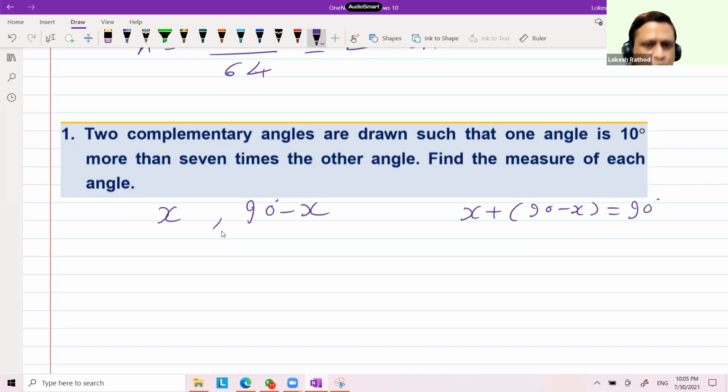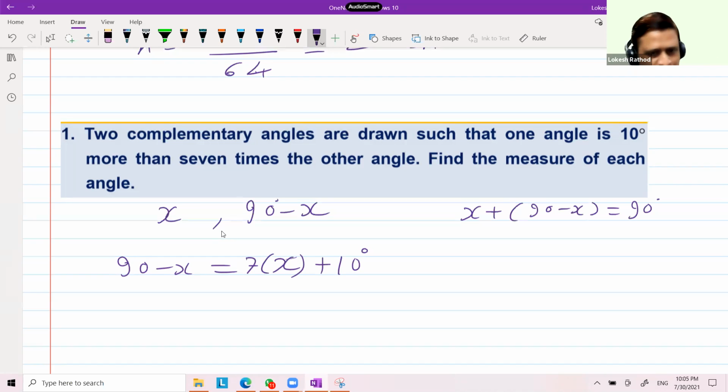The two complementary angles are drawn such that, say one angle, let's say 90 minus x, is 10 degrees more than 7 times the other angle, which is x. So are you getting this? This is the equation: 10 degrees more than 7 times the other angle. Right? So this is how we can form the equation.